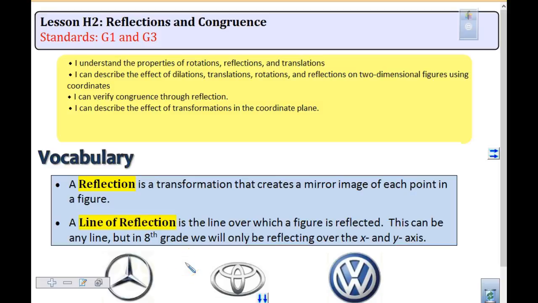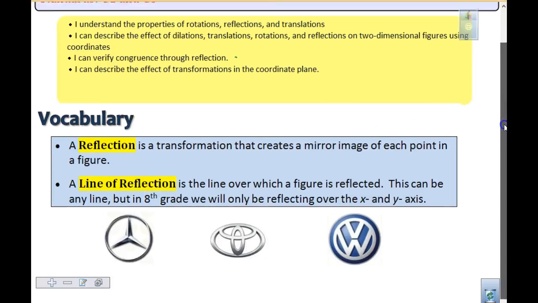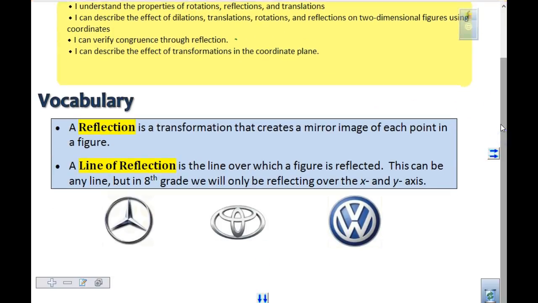Okay? So in H2, it says we are working with reflections now and congruence. And so as you are looking at these, a reflection is a transformation that's a mirror image. We have a line of reflection. So what I'd like you to do with these three logos that you see, draw your lines of reflection.